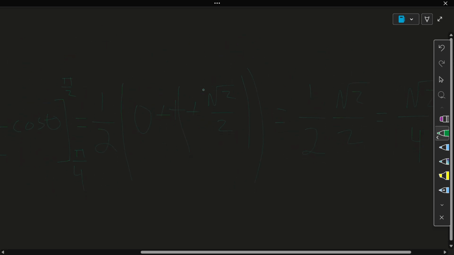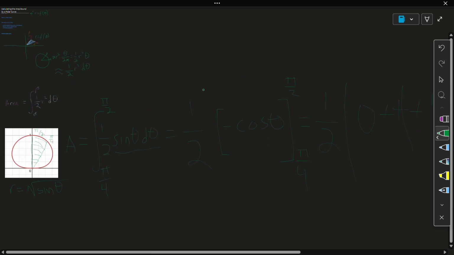And there you have it. This is quite simply the area between pi over 4 and pi over 2 of the graph of r equals the square root of sine theta.